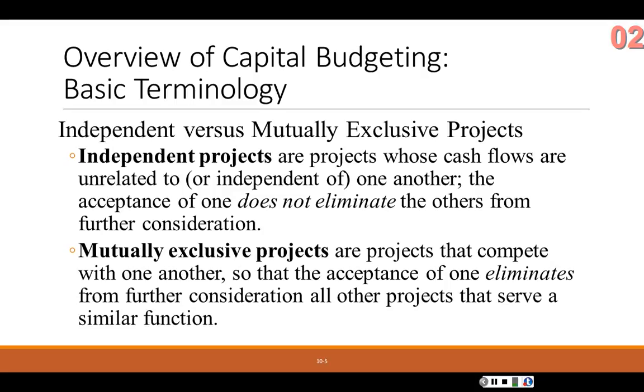So, examples of mutually exclusive projects. If a firm needs increased production capacity, they could have one of 3 options. They could expand their current plant, acquire another, or contract with another company. If they choose one of these 3 options, they automatically eliminate the others.